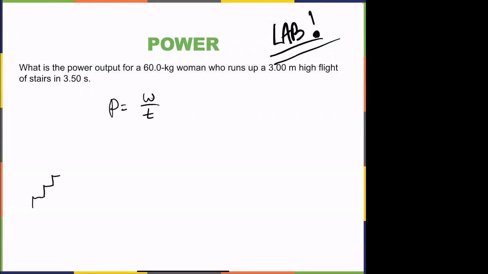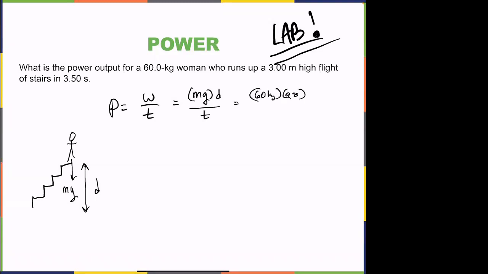So if we're going upstairs, remember work has to be in the same direction as the force. So the force is the person's weight, mg. So the work in this case is going to be the force, mg, times the distance, over the time. So that's 60 kilograms times 9.8 times 3 divided by 3.5. 504 watts.